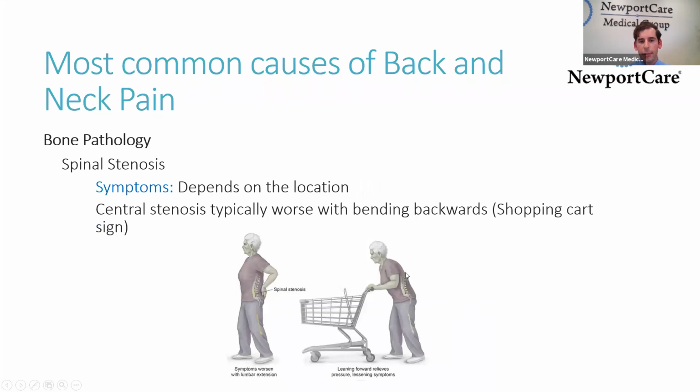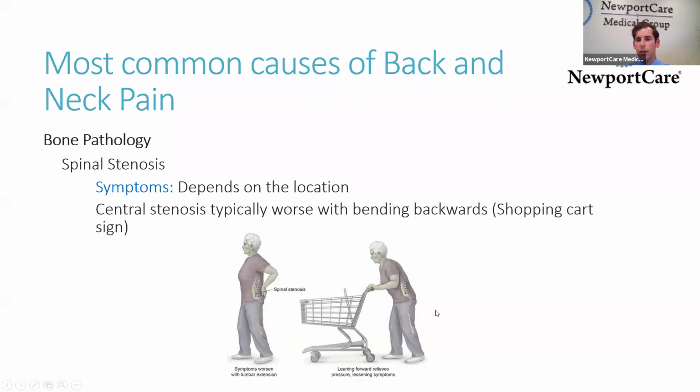So symptoms really, again, depend on the location. Central stenosis, we often see symptoms that are bad with prolonged standing, walking, and bending backwards. And so it's actually one of the pathognomonic signs of this is called the shopping cart sign. And what that means is that people who have central canal stenosis and who are walking upright a lot or bending backwards a lot, that's where their spinal column is compressing the spinal cord and some of the nerves in that region, and that causes a lot of pain.